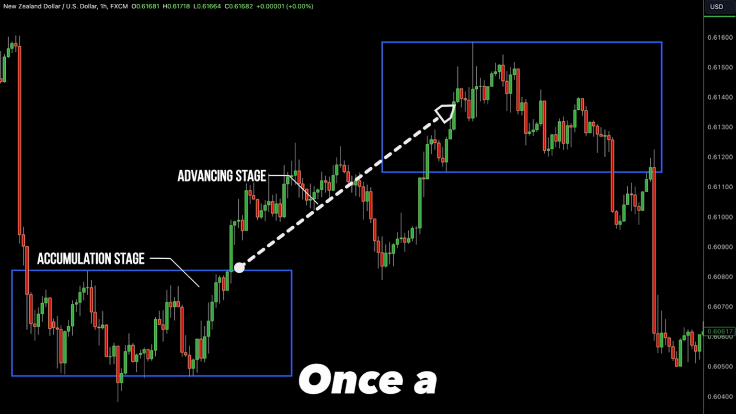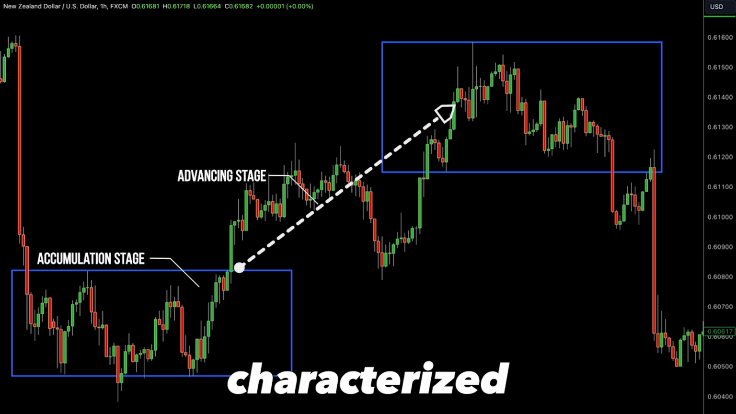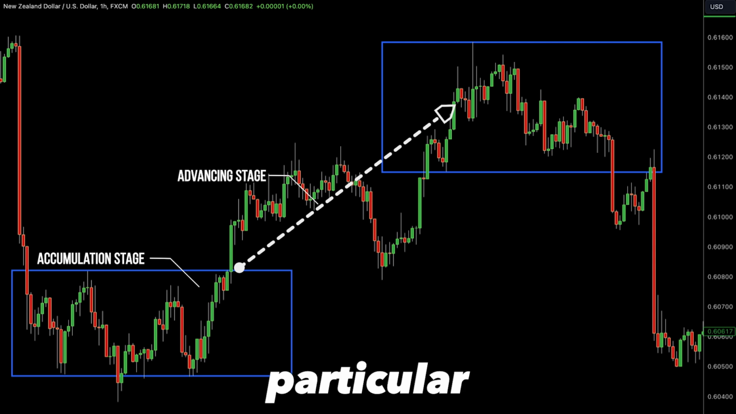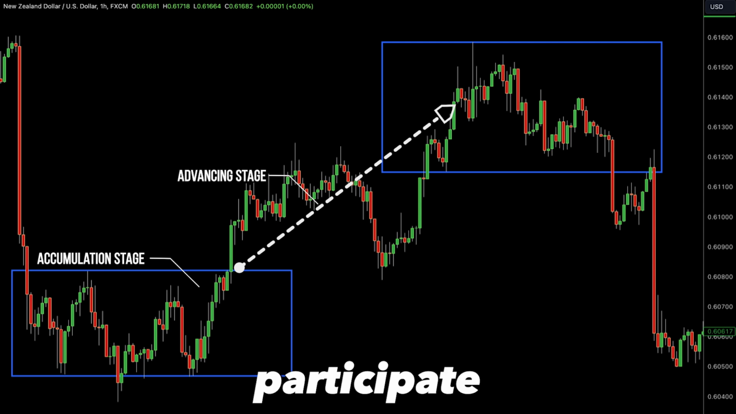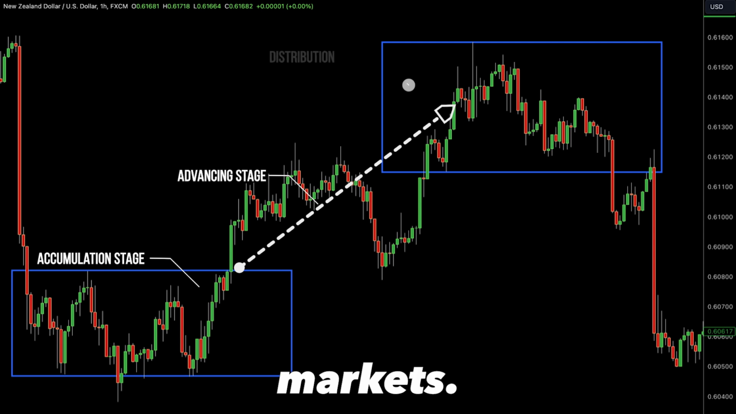Advancing stage. Once a breakout occurs, the market may enter a trending phase, characterized by a sustained movement in a particular direction. Trends can be bullish, bearish, or sideways. Traders may use various trend following strategies and technical indicators to identify and participate in trending markets.